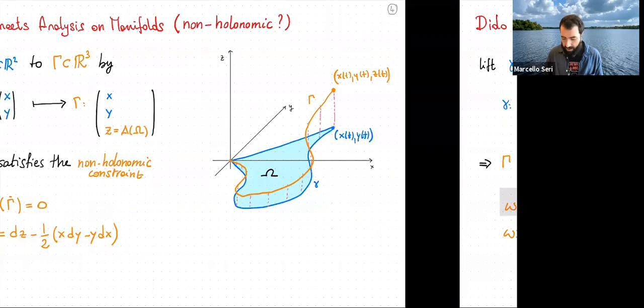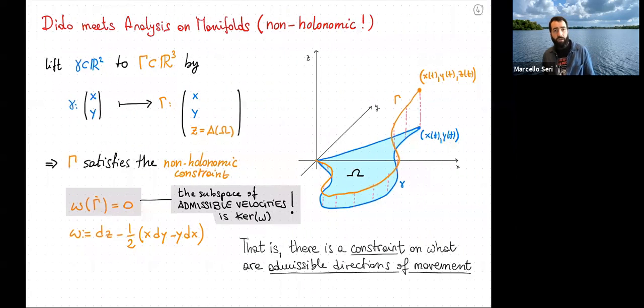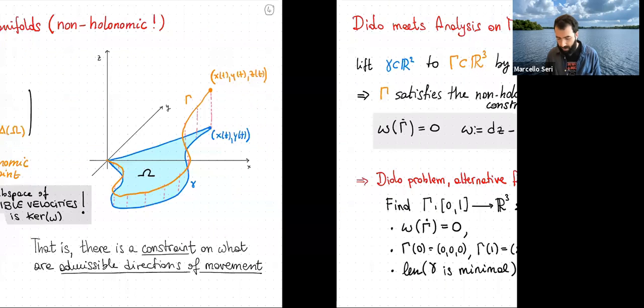And now I'm starting to introduce the language that I want, because the fact that this curve lives in the kernel, the velocities that allow this curve to evolve live in the kernel of this one form, is the way we describe what are admissible curves. What curves can we accept as possible curves that will minimize the area? And this is what gives us the constraint.